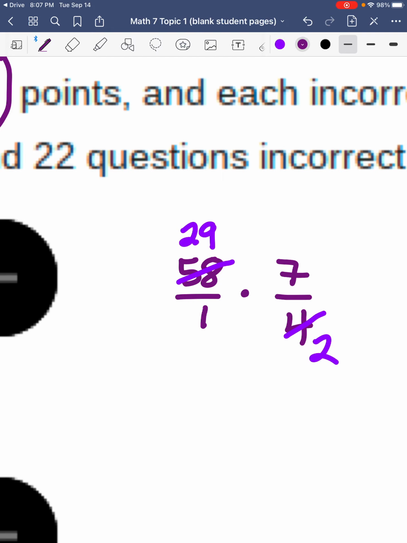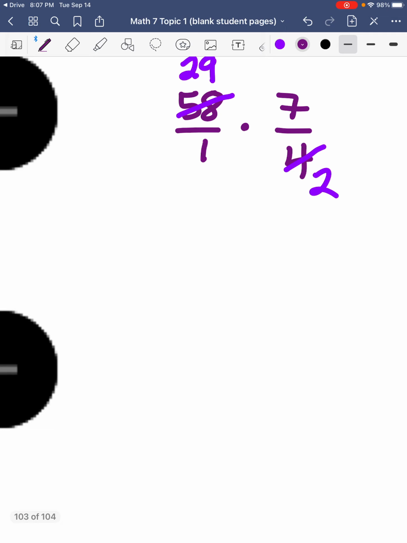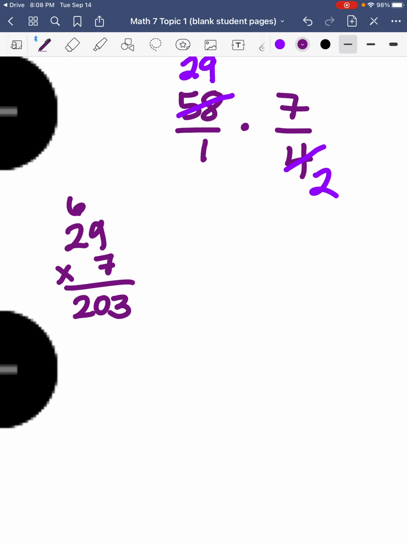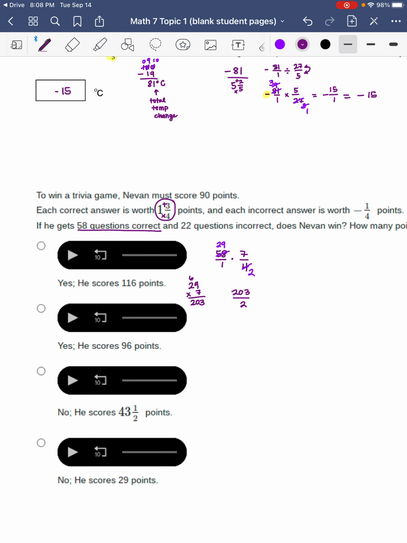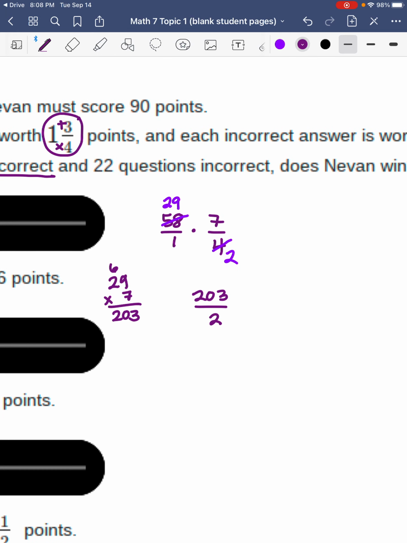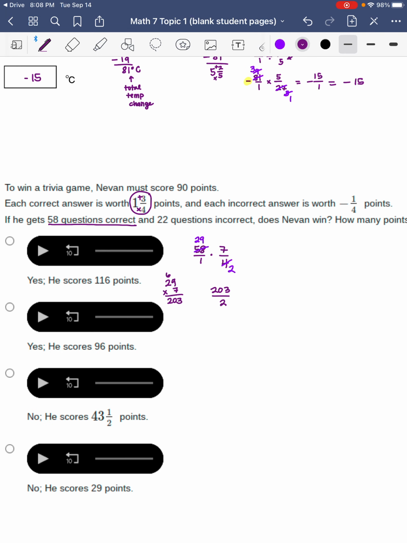So 29 times 7. Well, I don't know that off the top of my head. So 29 times 7. 7 times 9 is 63. Carry my 6. 7 times 2 is 14. Plus 6 is 20. So I get 203 over 2. Okay, that's how many points he got from correct answers. Now let's see how many points he got from incorrect answers, or how many points he lost.